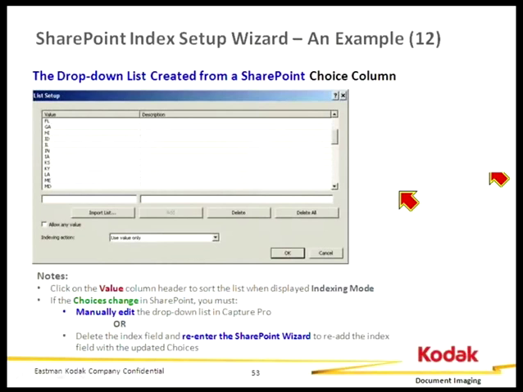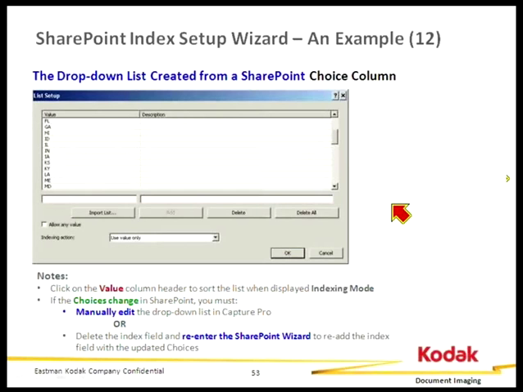Now, what if my choices change in SharePoint and I want to make sure that Capture Pro has all the same choices that were in SharePoint? So, for instance, we have a state field. The U.S. has decided to annex Alberta or something like that in Canada as a new state. I go into my SharePoint site, I add Alberta as another state. I need to now add that in Capture Pro.